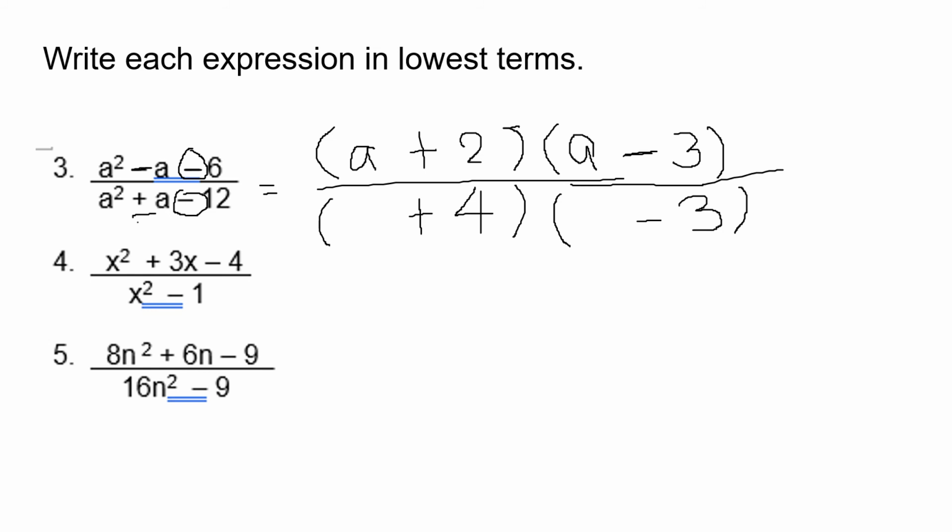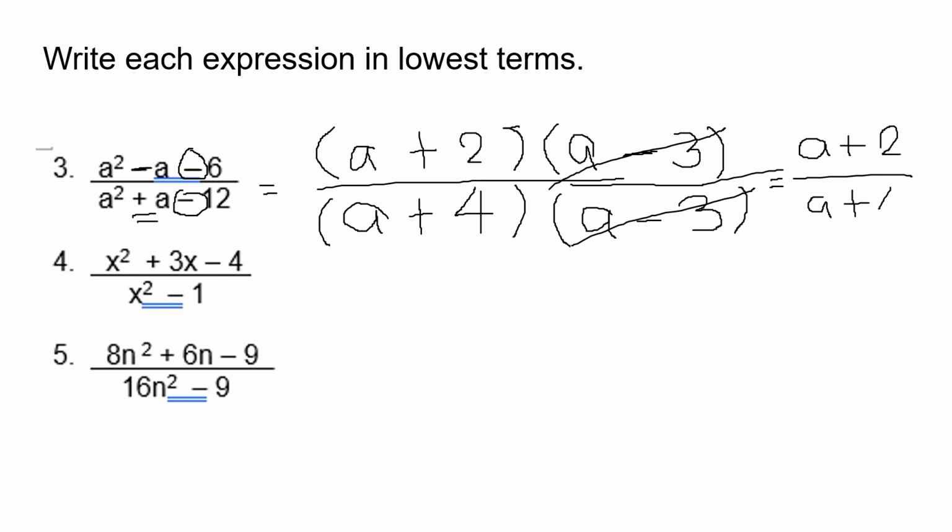Yun na yung ating middle term. So, lagyan lang natin ito ng a and a. Then, cancel natin si a minus 3. So, this would be the final answer: a plus 2 over a plus 4. So, kayang-kaya nyo to mga bata. Yan. Next.